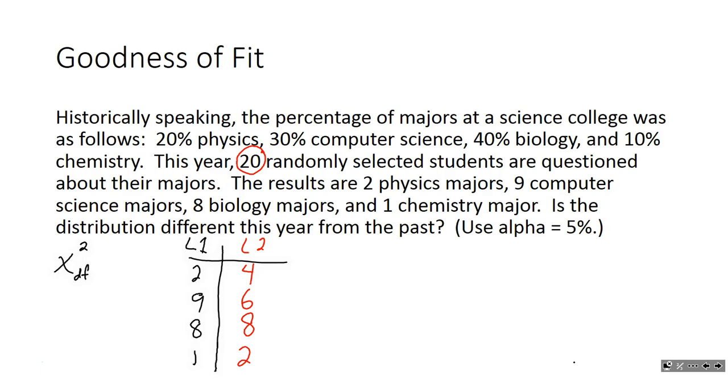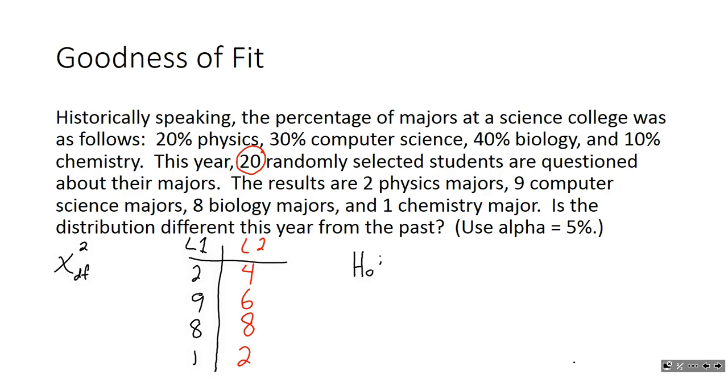Notice that the numbers I wrote in red add up to 20. If they didn't, it would mean we made some mistake. And by the way, you may get decimal numbers as you do this also, like 4.1. Okay, so again, L1 were our observed results from the survey, and L2 would be our predicted results based on those given percentages.